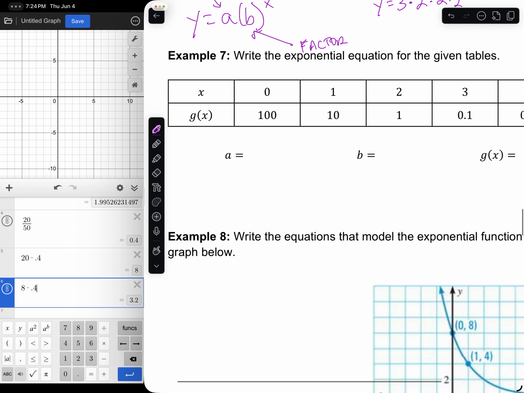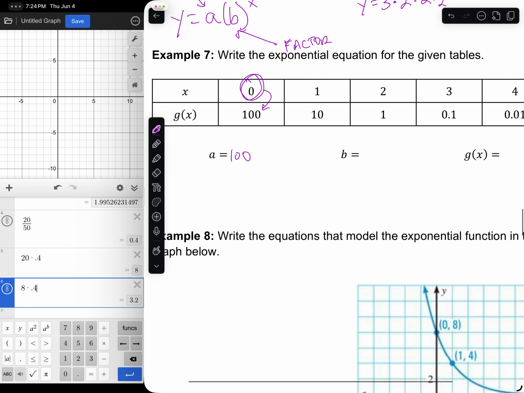All right, let's look at this one. My x is 0, so that means that's my initial value. That's my starting amount. Then I have to see what I'm multiplying by. Oh, the numbers are getting smaller. So it looks like I'm dividing by 10. Here's the thing. For exponential equations, you always have to do multiplication. So dividing by 10 is the same thing as multiplying by the fraction 1 over 10. And then I multiply by 1 over 10, and I multiply by 1 over 10. So it looks like my b is 1/10.